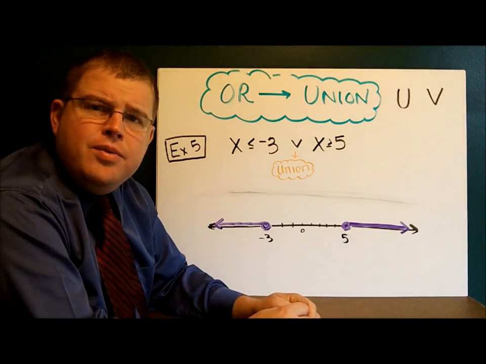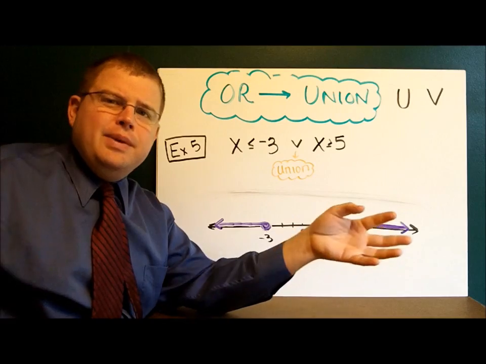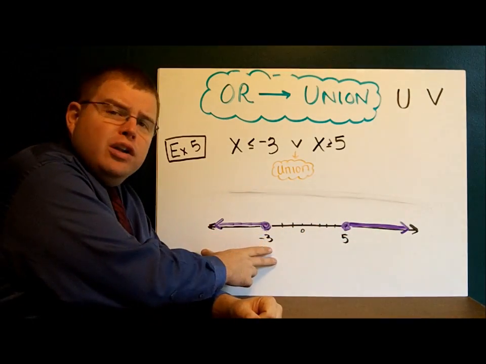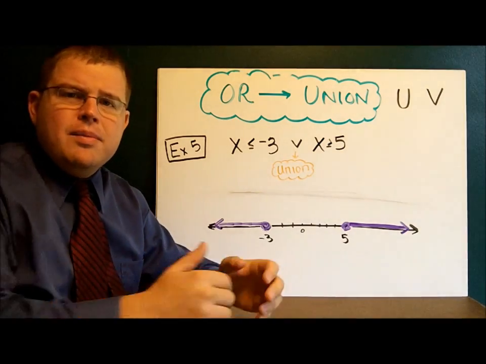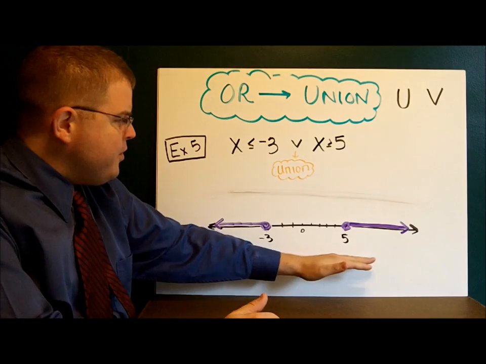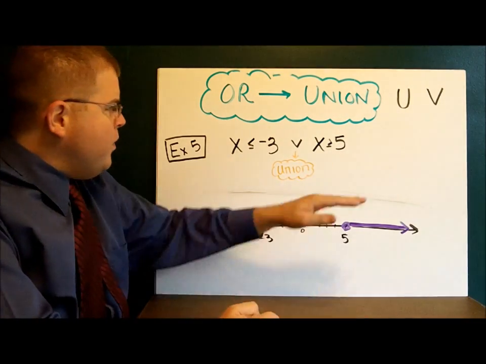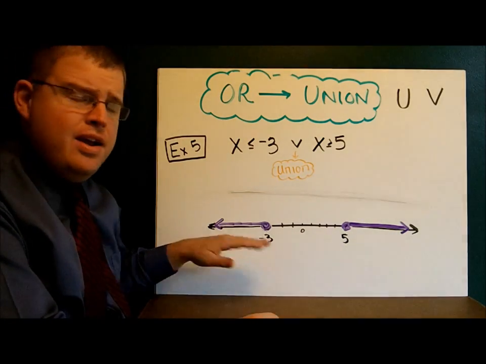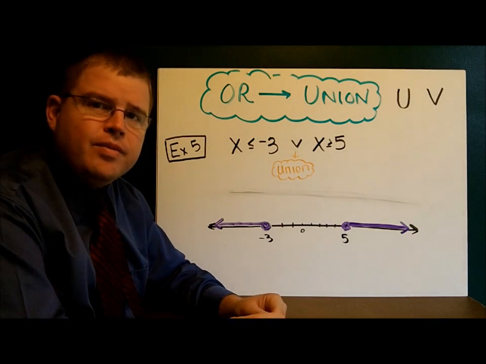Now, when we have the union of two sets, we bring the sets together. It's everything. We just merge it together. And so when we have the union, we have all of this, and we have all of this. We just take it all and put it into one set. And therefore, this here is what the graphed inequality looks like for this union. We simply have x is less than or equal to -3 combined with x is greater than or equal to 5.